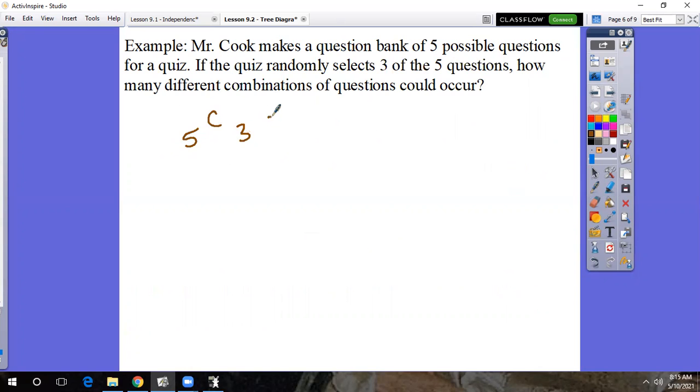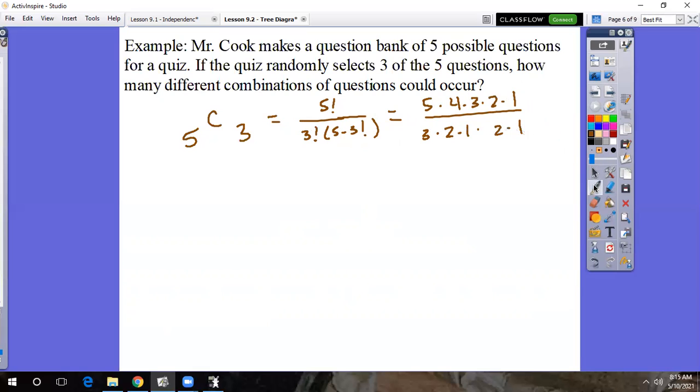So the number of different possible combinations I could calculate as 5 factorial over 3 factorial times 5 minus 3 factorial. So this is going to be 5 times 4 times 3 times 2 times 1 over 3 factorial, which is 3 times 2 times 1, times 5 minus 3 is 2, and 2 factorial is 2 times 1. What ends up happening is I notice 3 divided by 3 is 1, 2 divided by 2 is 1. So what this gives me is 5 times 4 is 20, divided by 2 is 10. There are 10 different possible combinations.